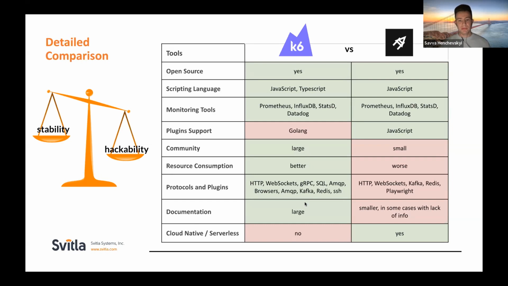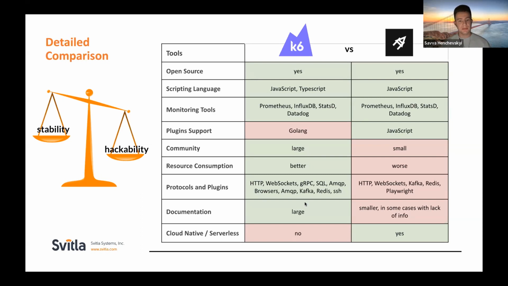But K6 has more plugins and protocols supported than Artillery, but that's not a big disadvantage for Artillery because Artillery also has all the needed plugins for testing HTTP APIs, GraphQL, WebSockets. It also has a Playwright plugin to execute our scenarios with parallel users in the browsers, which covers more than 90% of all the developers' needs. And it can also be extended using any clients and protocols from any Node.js libraries.